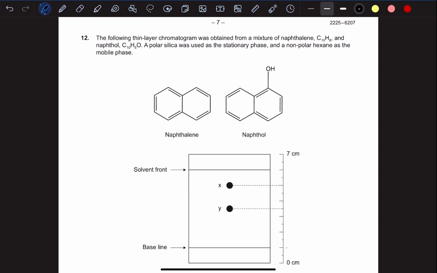Okay, now we got that out of the way. Which one of these is less polar than the other? Well, we can see this. They gave us the physical structure, so we can see it.